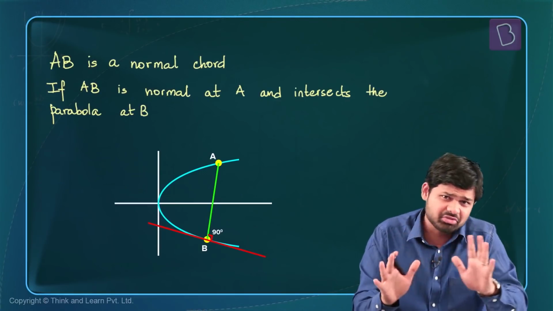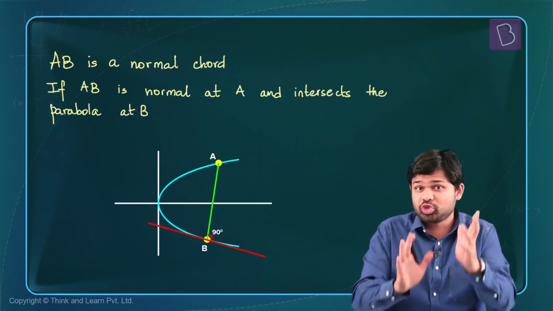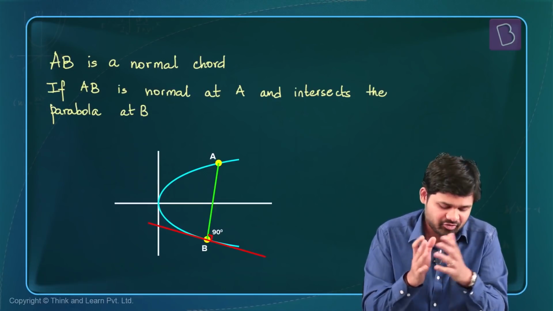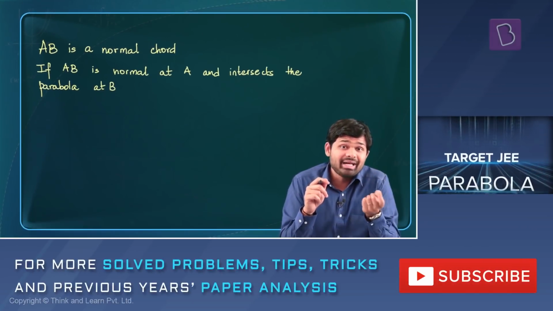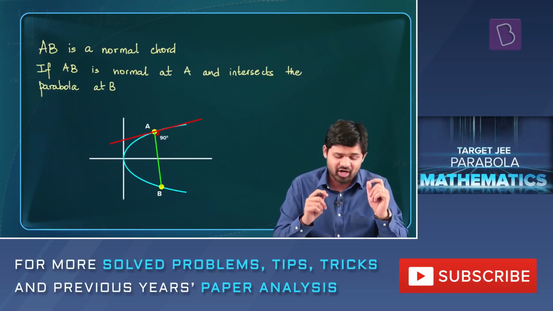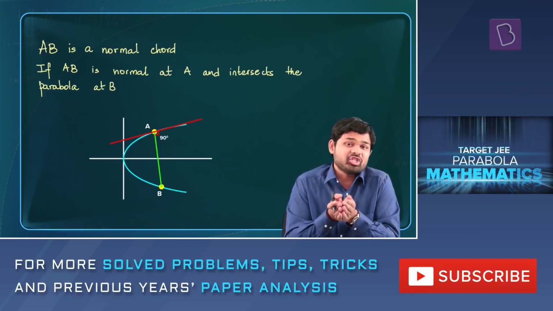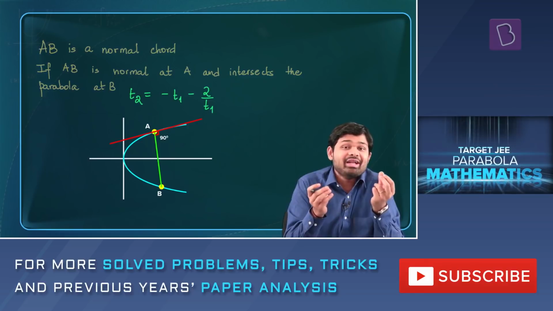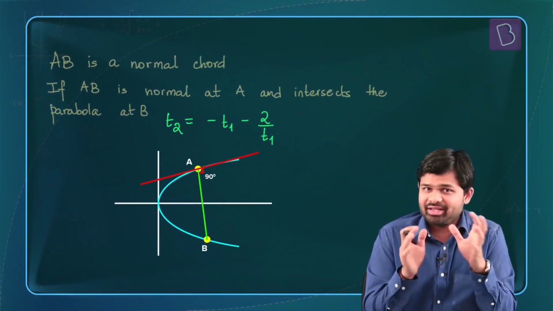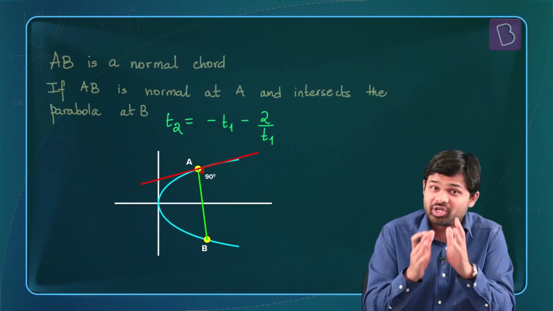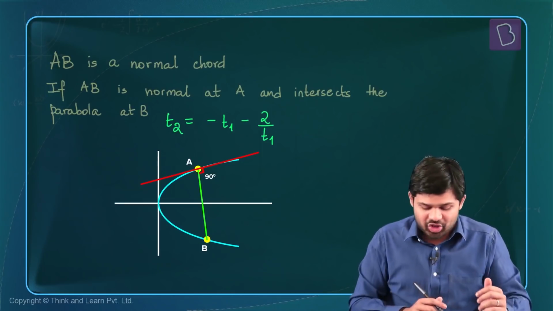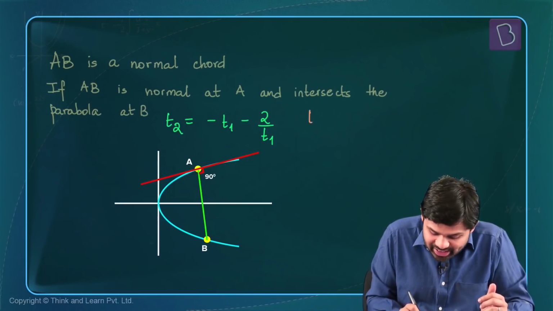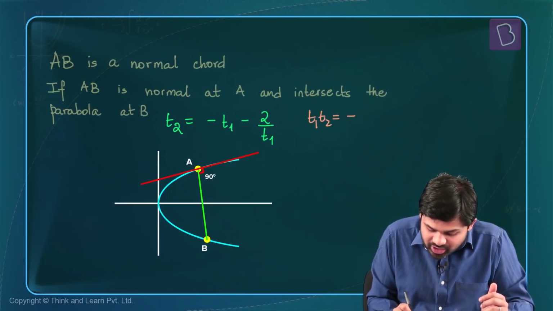In the JEE examination, you can just consider one case and arrive at the solution in case it's a single correct answer kind of question. So I'm going to consider that it is actually normal at point A and intersects at point B first. Then I will have this equation which is t2 equal to -t1 minus 2 over t1. That's going to be the relation between t1 and t2 because it's normal at point A and intersects at point B. Let's try and solve this. What do I get? I get t1 t2 to be equal to -t1 square minus 2, correct?